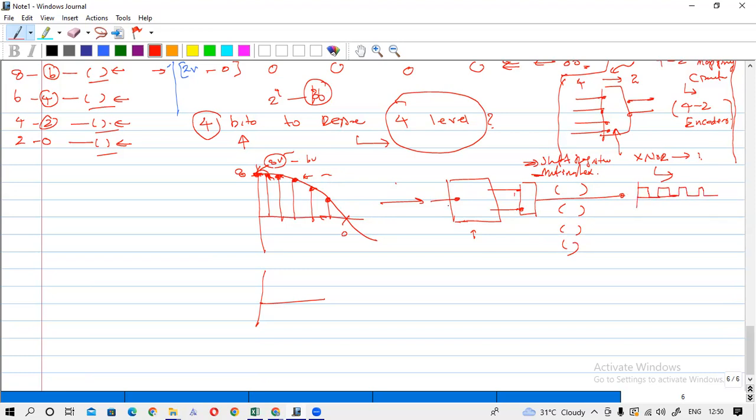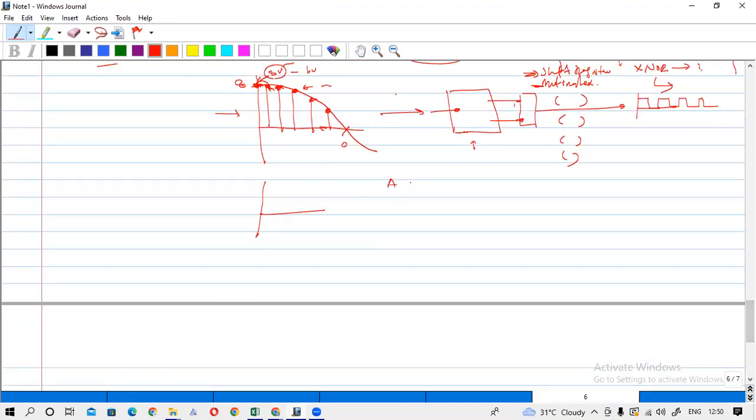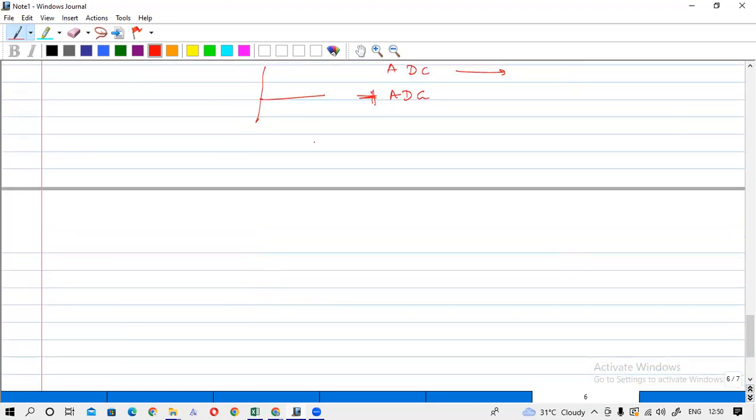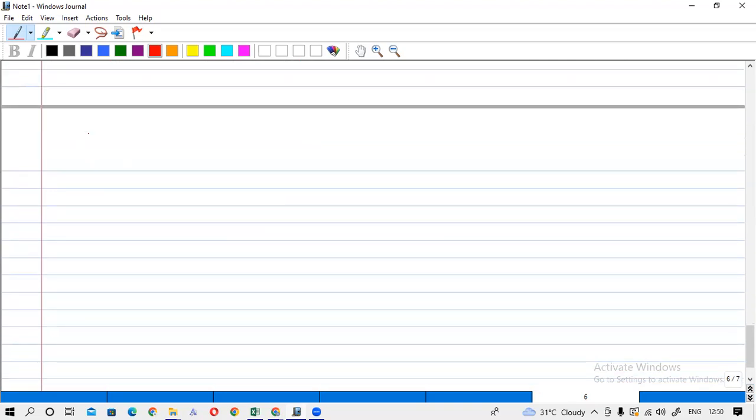So this is how we implement the digital to analog, sorry, analog to digital conversion. This is the analog to digital conversion process, and this is how we implement the analog to digital converter. There are many implementations, but this may be the simplest implementation. I think you are familiar with that one. As a homework, try to do this one.